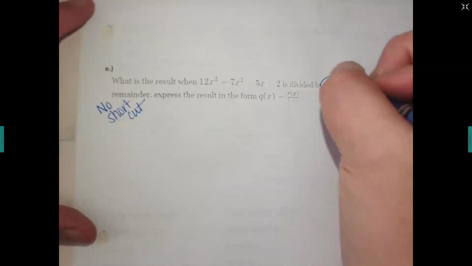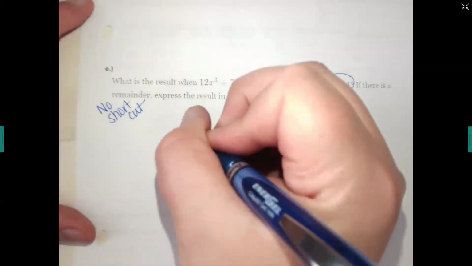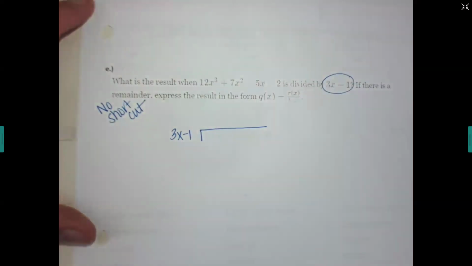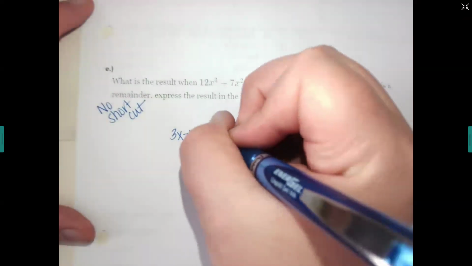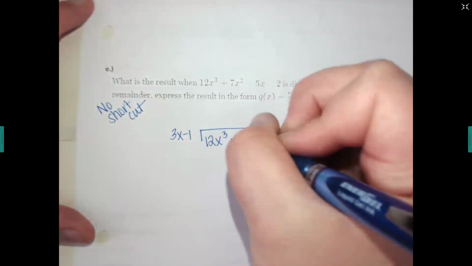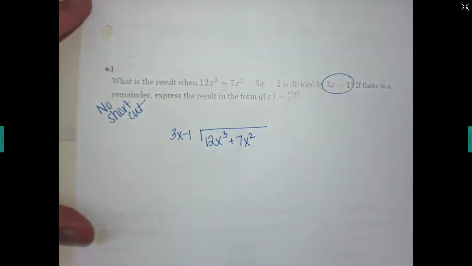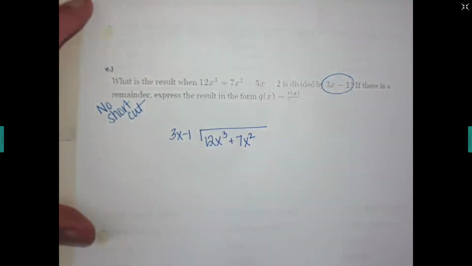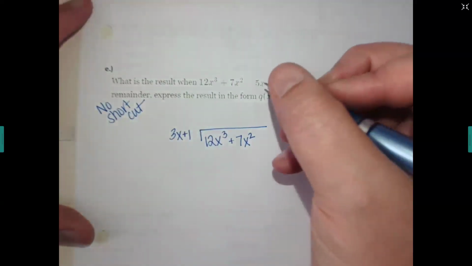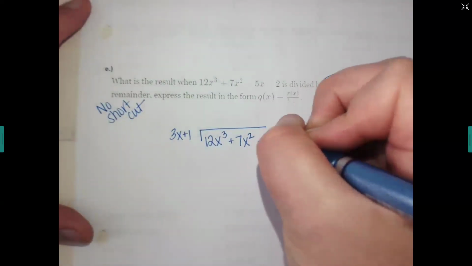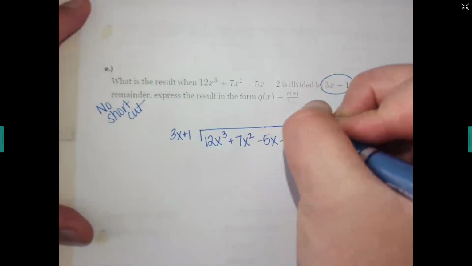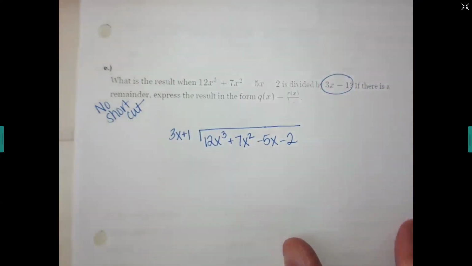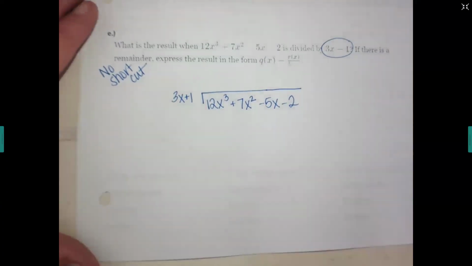So I have a 3x minus 1, and we're dividing that by 12x^3, 7x squared. Let's make this a, does that look like a plus to y'all? I think this is actually a plus 1. And then minus 5x and minus 2. Okay, if our numbers don't come out right, then I might just change the equation a little bit because I am not sure if those signs are correct.